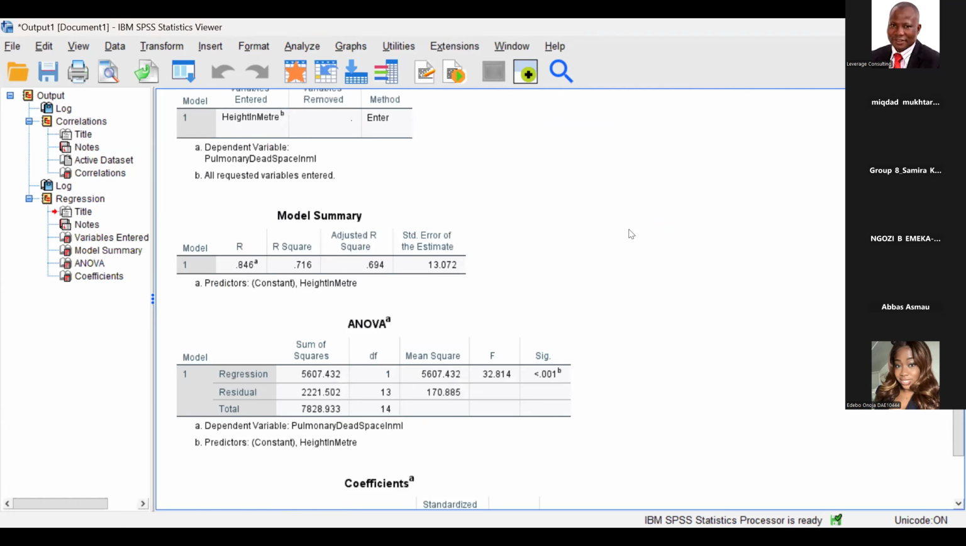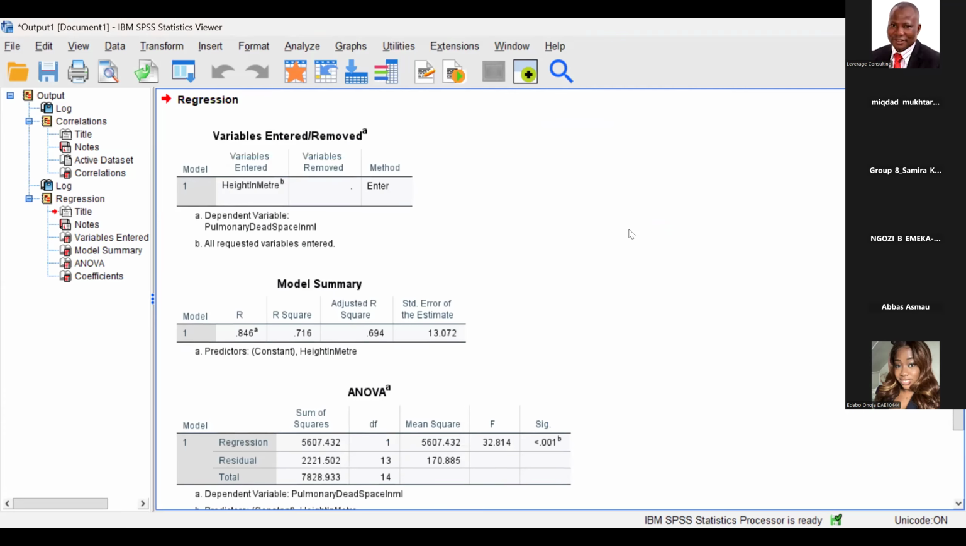You will see your table. Yes, okay. We say the first one, variables entered. You see Model 1, height, because that's the only variable we entered, with pulmonary dead space. Look at the second table. You see R square. I told you R square is one of the ways you measure the goodness of fit. You see R.